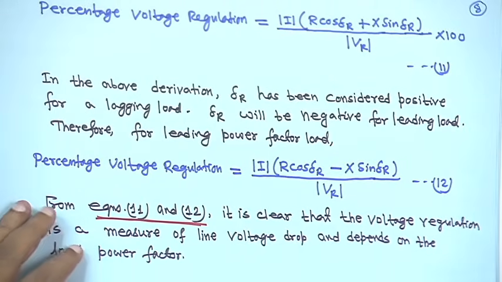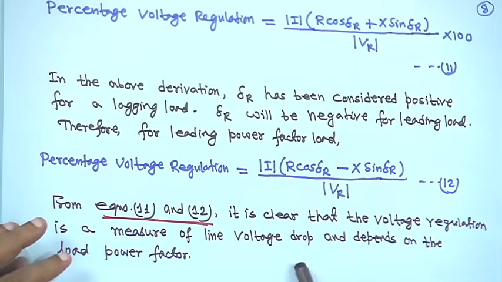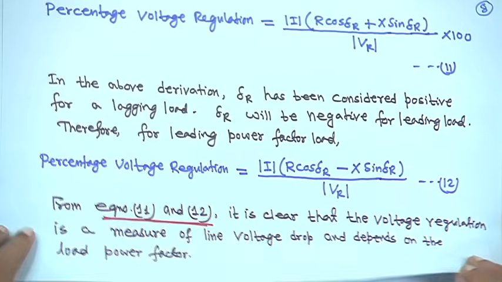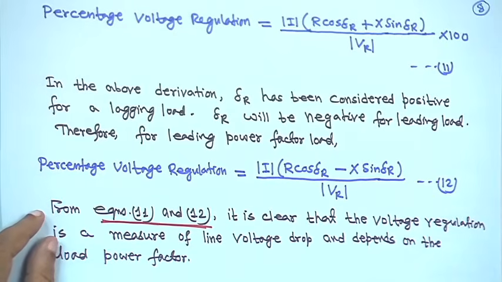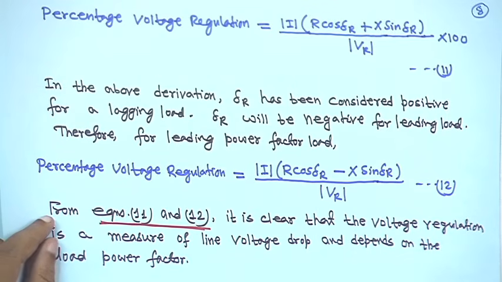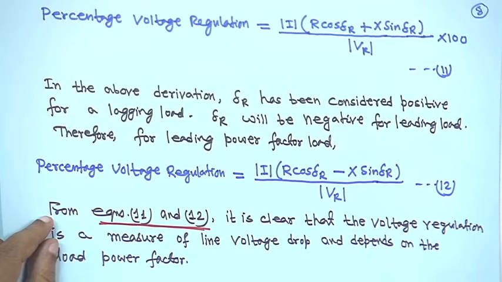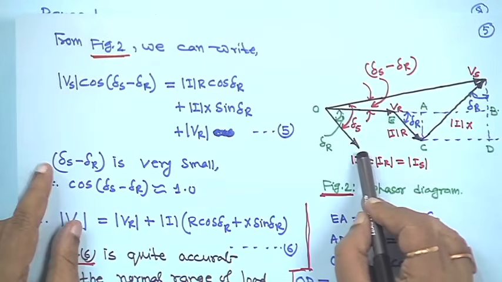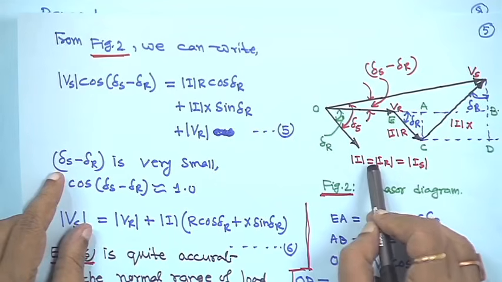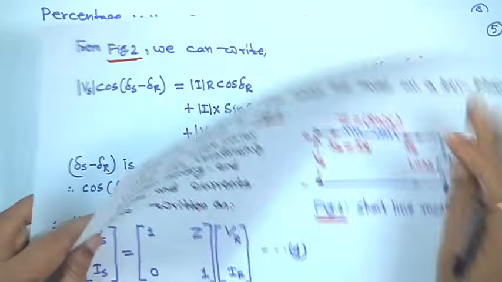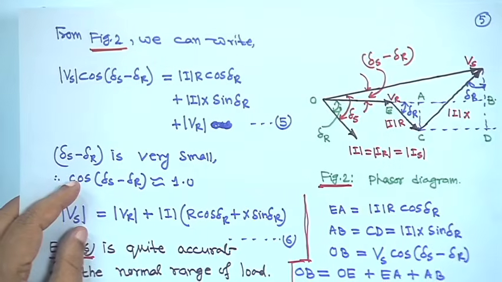So, this is basically your line voltage drop, and it depends on the load power factor, right. Of course, it depends on the load power factor, because delta r is the load current angle. This is the current I going to the load, and its angle is delta r, right.